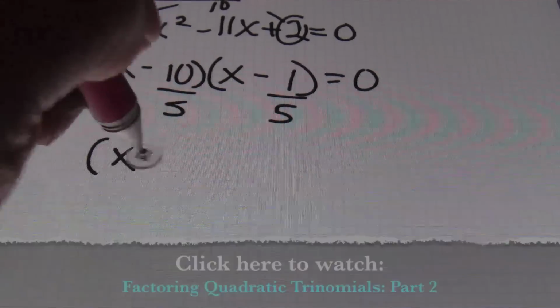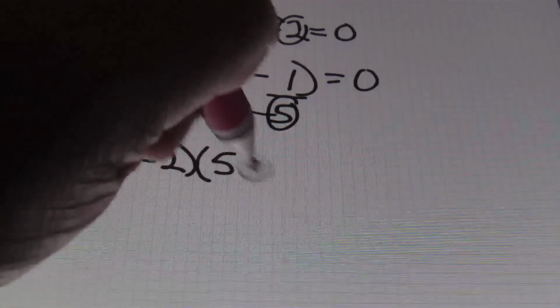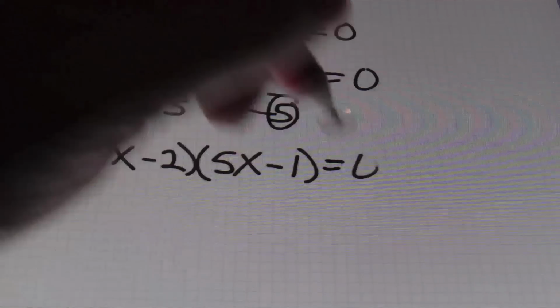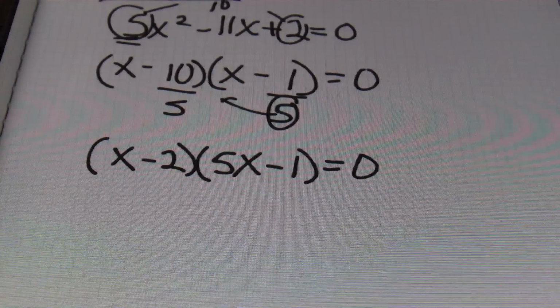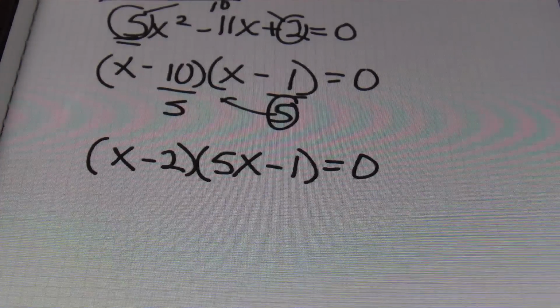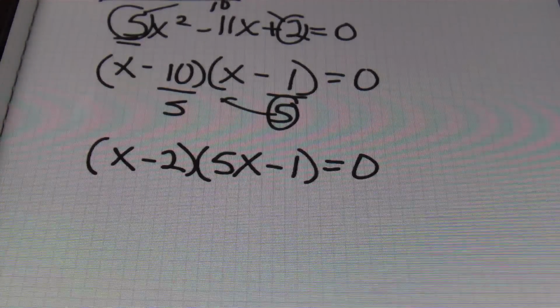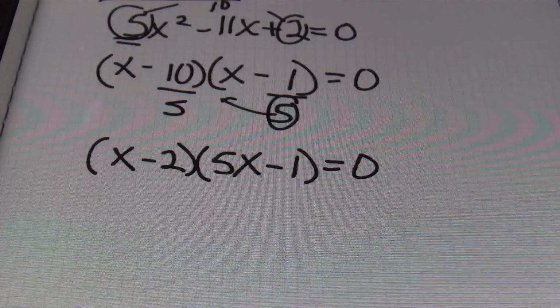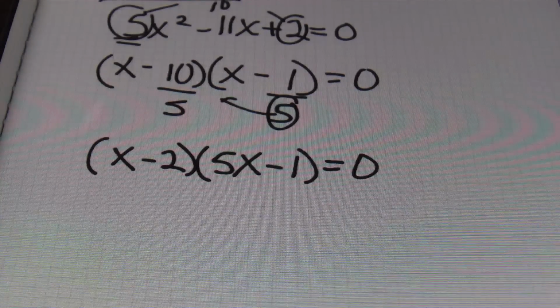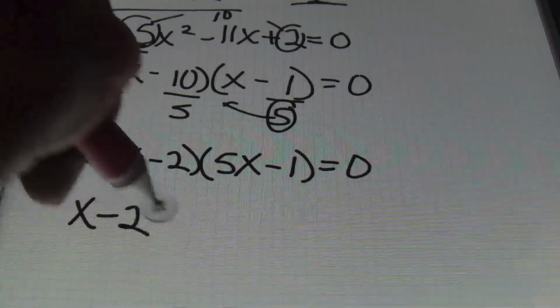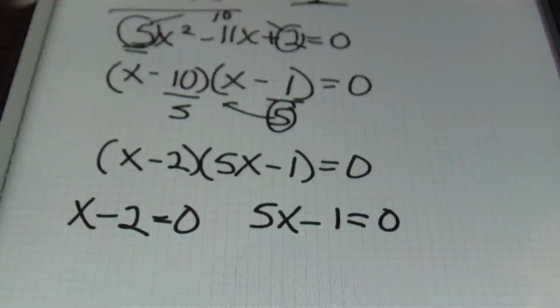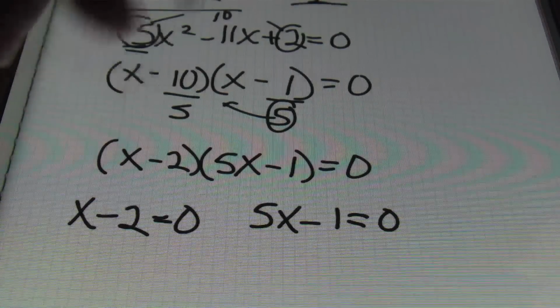So you'll have x minus 2 times, and the denominator will go in front, so that'll be 5x minus 1, and that's all now set equal to 0. So I have it completely factored now. Once I have the equation factored, I can then set each factor equal to 0 and therefore solve the equation. So I'll have x minus 2 equal to 0, and 5x minus 1 equal to 0. Then I'll solve for x in each of the equations.